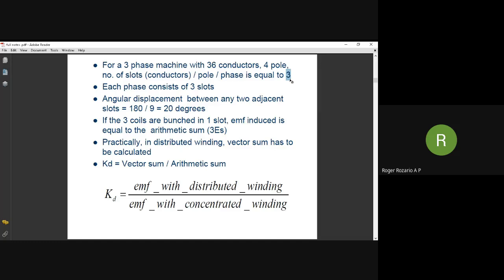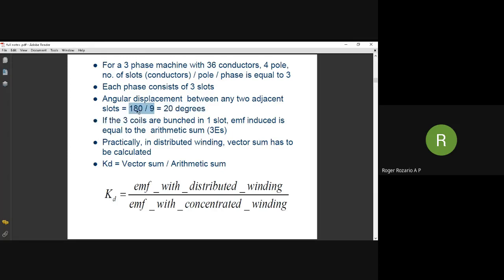மொத்தமா 9 ஸ்லாட்ஸ், 3 ஃபேஸஸ். ஸோ ஒரு ஃபேஸுக்கு 3 ஸ்லாட்ஸ். So each phase consists of 3 slots. So angular displacement between any two adjacent slots is 180 degree divided by n.